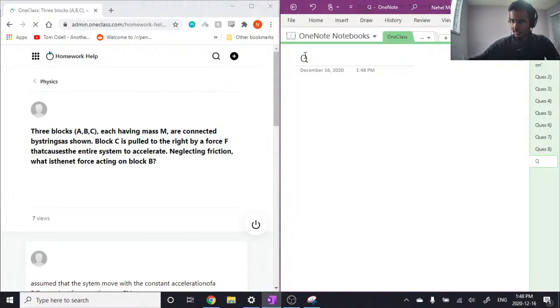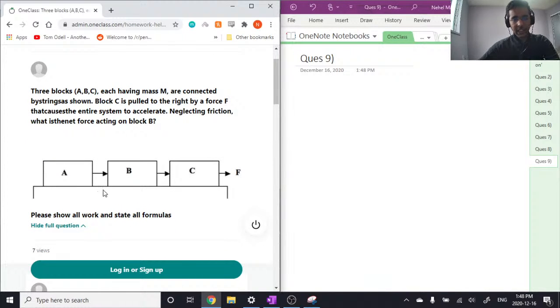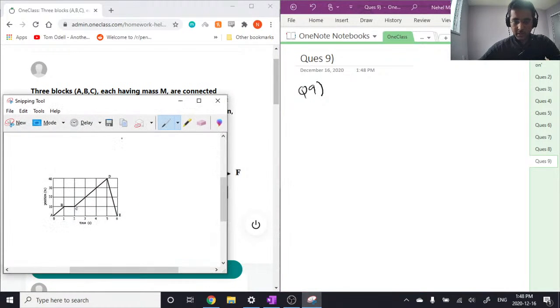Okay, off to the next question. Question number 9. Three blocks A, B, and C, each having a mass capital M, are connected by strings as shown. Block C is pulled by a force F that causes the entire system to accelerate. We're neglecting friction here and finding what the net force acting on block B is. So we're given a scenario where we have the three blocks. Let me just copy this over.